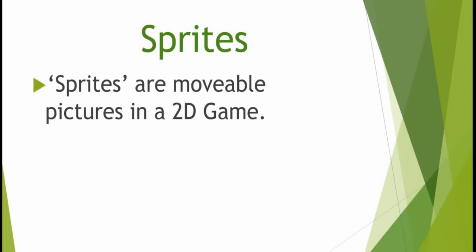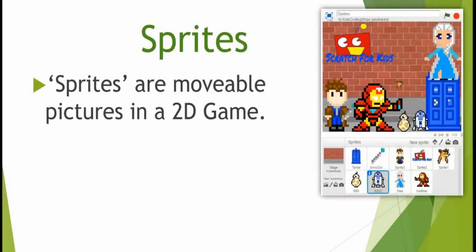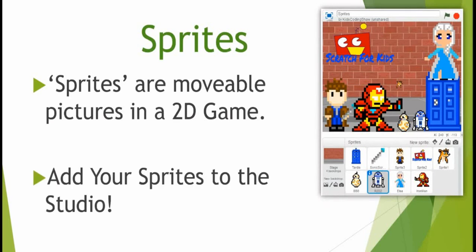So now we're going to have a look at our sprites. And sprites are movable pictures in a 2D game. So like we've seen with Scratch the Cat, you can create whatever sprites you'd like, whether it's Iron Man or Doctor Who or Crash Bandicoot. You can have any type of sprites you want. If you look in the picture there, I also have a sprite for the sonic screwdriver. I also have a sprite for the TARDIS. So you have to remember that they're not just characters, they're any movable picture that you want to use in a game. So what we're going to get you guys to do is add your sprites to the studio as well.